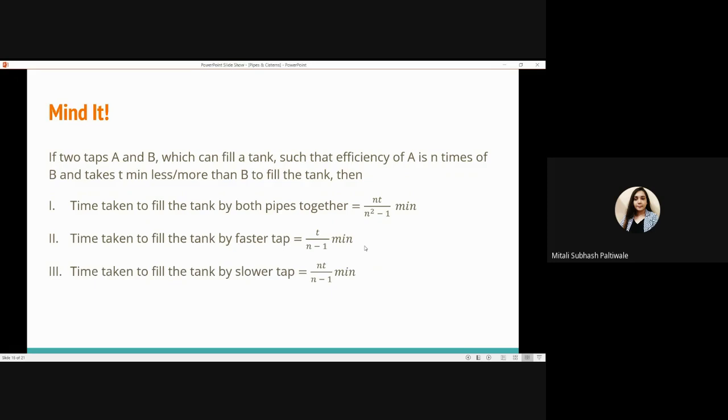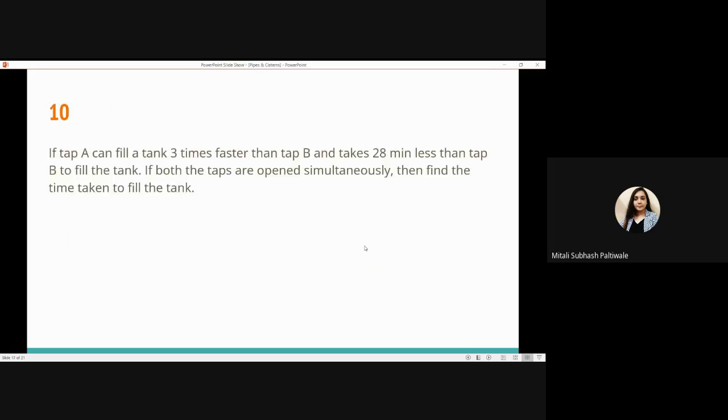So here, just to help you understand these things, let's get on to the examples so that you'll be able to understand it in a better manner. Here there is a question which says, if tap A can fill a tank three times faster than tap B and takes 28 minutes less than tap B to fill the tank, and both the taps are opened simultaneously, find the time taken to fill the tank.